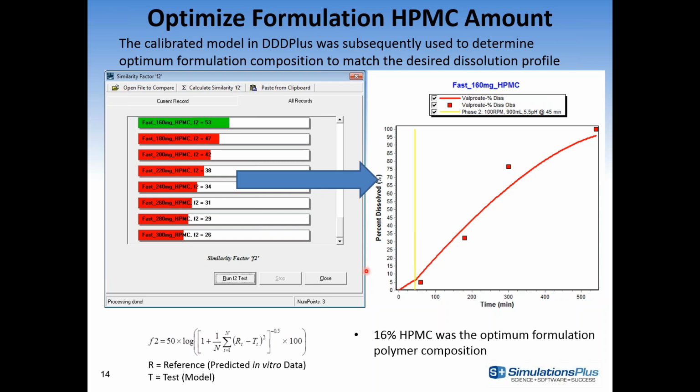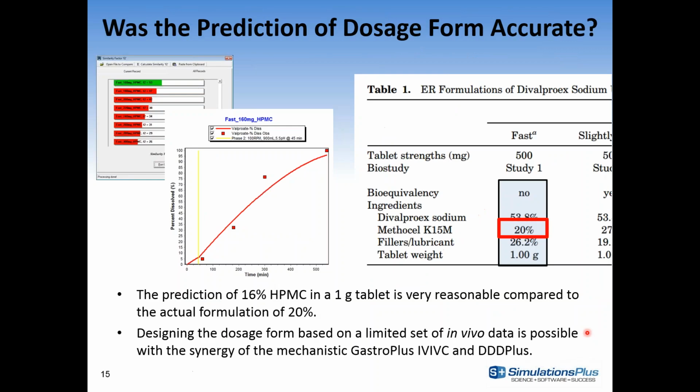So that's the formulation composition we would have predicted, and then we would have recommended be produced and tested in vivo to try to hit that target PK profile. Of course, is that correct? Well, the actual fast formulation was 20% Methocel. So we were within 20% of the prediction of HPMC.